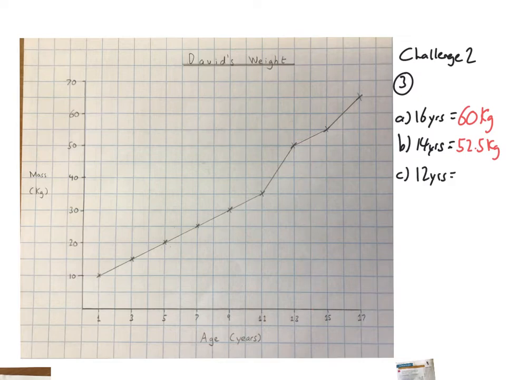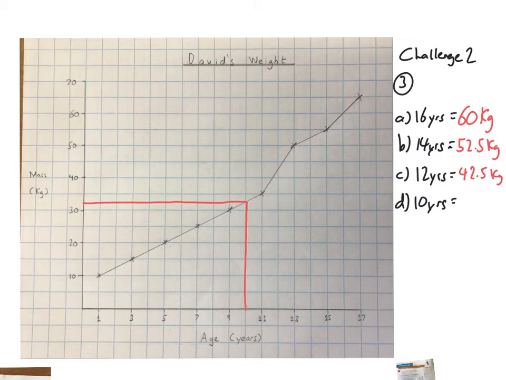C is 12 years, so it's going to be in between 11 and 13. I'm reading up. And again, it's in between 2 points here. It's in between two horizontal lines, so I'm going to read across very carefully. This time it's in between 40 and where 45 would be there. It's in between 40 and 45. So again, half of 5 kilograms is 2.5 kilograms. So I'm going to add that onto my 40, and that gives me 42.5 kilograms. D is 10 years, so I'm going to go in between 9 and 11. Up we go. We're in between 2 points again, and I'm reading across.